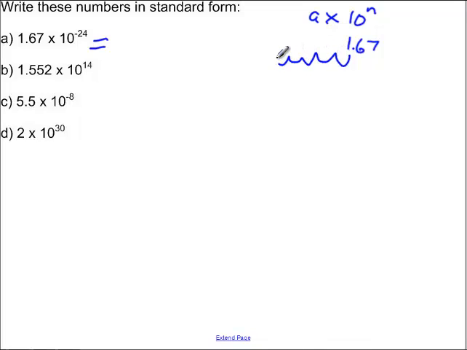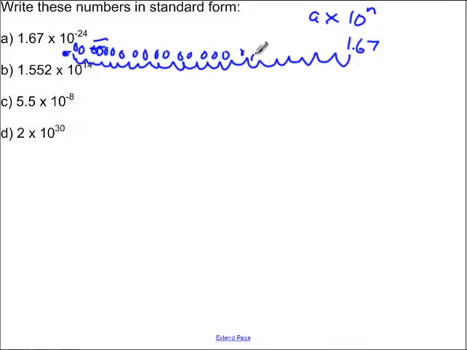1, 2, 3, 4, 5, 6, 7, 8, 9, 10, 11, 12, 13, 14, 15, 16, 17, 18, 19, 20, 21, 22, 23, 24. So there's my new decimal point. I got a little bit sloppy there only because 24 spots, man, that's a lot of zeros you have to put in. Here's our new decimal point. This number here is the standard form of 1.67 times 10 to the negative 24. Sure is a lot easier to write 1.67 times 10 to the negative 24 instead of all these zeros, right?